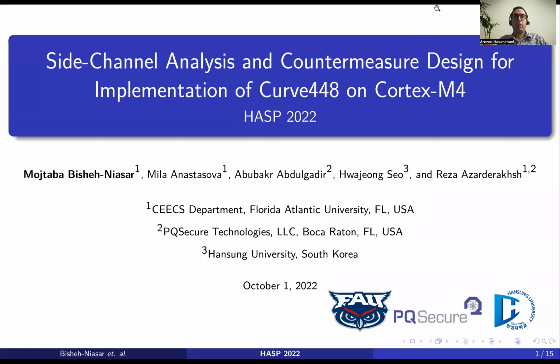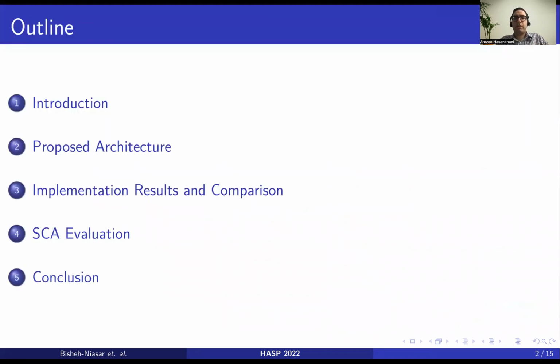Hello everyone and welcome to the presentation of the paper Side Channel Analysis and Countermeasures Design for Implementation of the Curve448 on Cortex-M4. My name is Mojtaba Bishen-Niyazar and this is a joint work between Florida Atlantic University, PQ Secure Technologies and Hansung University.